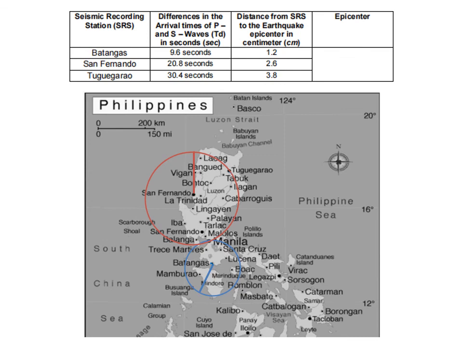Okay, so the last one is to draw the third circle from Tuguegarao. From Tuguegarao, the distance is about 3.8. So just measure 3.8 centimeters using your ruler, and using your compass, draw a circle with that particular radius. Okay, so now we have 3 circles, and based on the 3 circles, where is the intersection? The intersection of the 3 circles will be the epicenter of the earthquake.